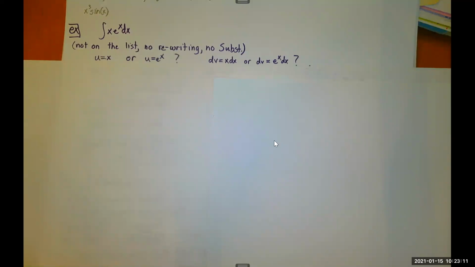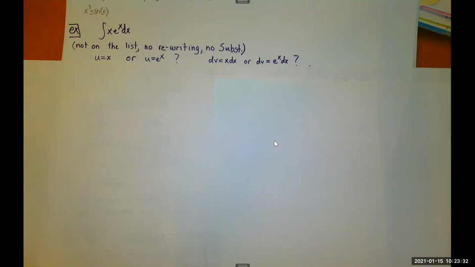And when you're doing integration by parts, especially when you're a beginner, which you still are probably if you're watching this video, what you're struggling with is looking at the formula. Okay, I have u dv. Does u equal x or e to the x? Does dv equal x dx, or does dv equal e to the x dx? Which is it? How do I know?